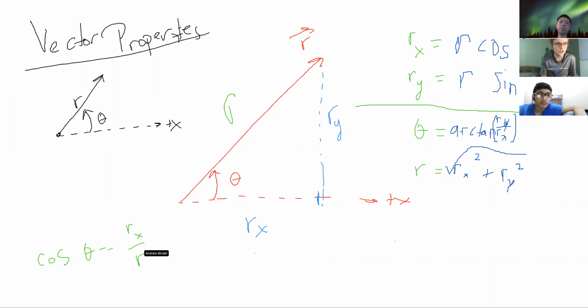Now we want just Rx. So we multiply both sides by R. So R cosine theta equals Rx. Now what does this mean? This means the horizontal component is directly proportional to the cosine of the angle, which means the greater the angle, the greater the incline. What happens to the cosine of an angle as the angle increases from 0 to 90?